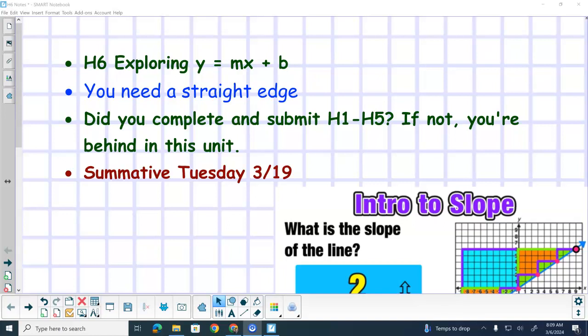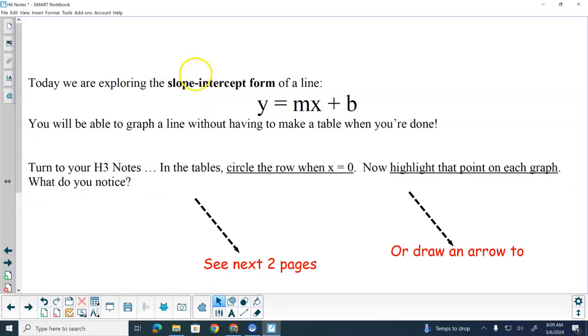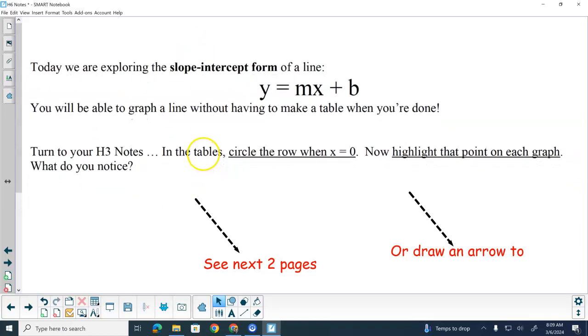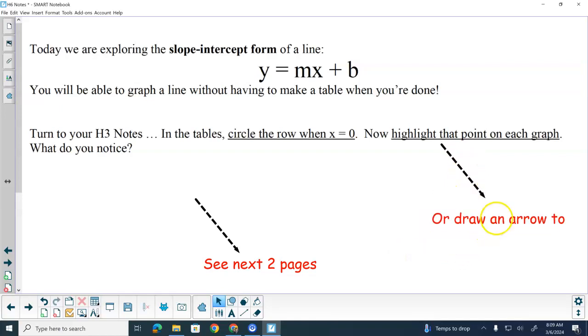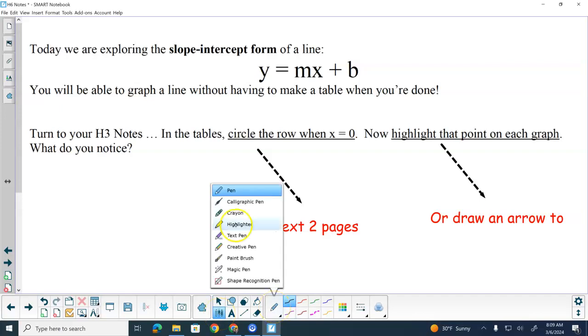All right, let's do this. Let's jump into some notes. So today we are going to explore this wonderful thing called y equals mx plus b. So y equals mx plus b is a form of an equation.